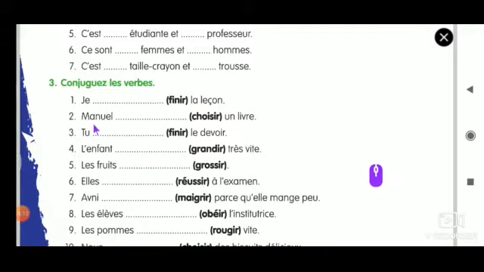Choisir is a new verb, right? So you must know the conjugation. Manuel dash choisir un livre. Choisir is a new verb. Third person singular is Manuel, il or elle. So for il or elle, what is the conjugation? The simple way is to take out the R and add T as per the rule. But anyway, I'll show you the choisir verb conjugation.